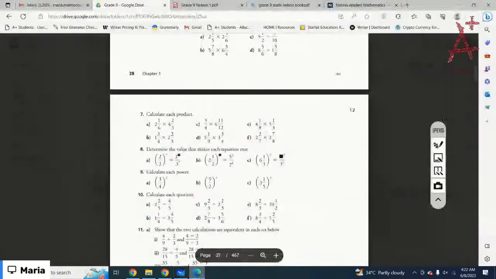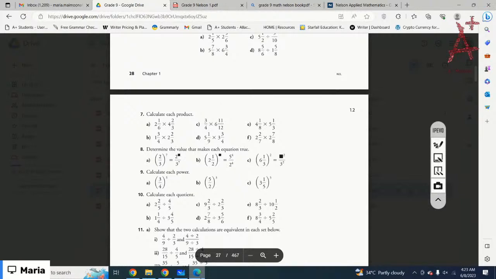Okay, the next one is question number 8. Determine the value that makes each equation true. You have to write down the value that makes the equation true. So the first one is 2 over 3, the whole to the exponent 7. The exponent 7 means the numerator and denominator both have the same exponent. Got it? So the missing exponent is 7: 2 exponent 7 divided by 3 exponent 7. Got it?